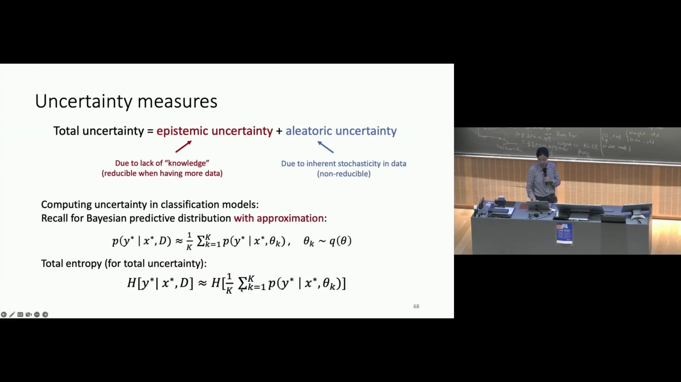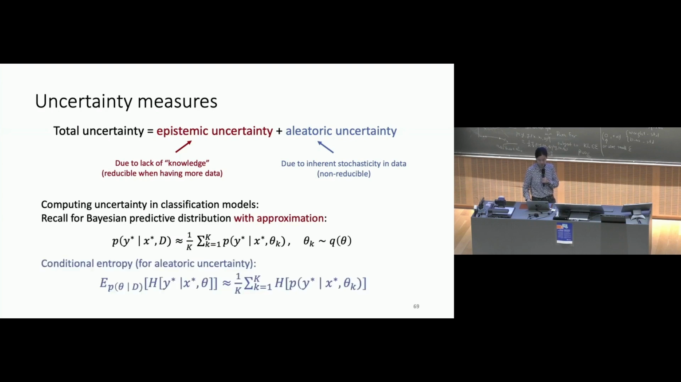Anyway, let's say how we actually compute this in practice. Because we are using a Monte Carlo average to approximate the Bayesian predictive distribution, you can use this approximated predictive distribution to compute your total entropy. You get the ensemble, use the ensemble to get the Bayesian predictive distribution, and then use that distribution to compute your total entropy.